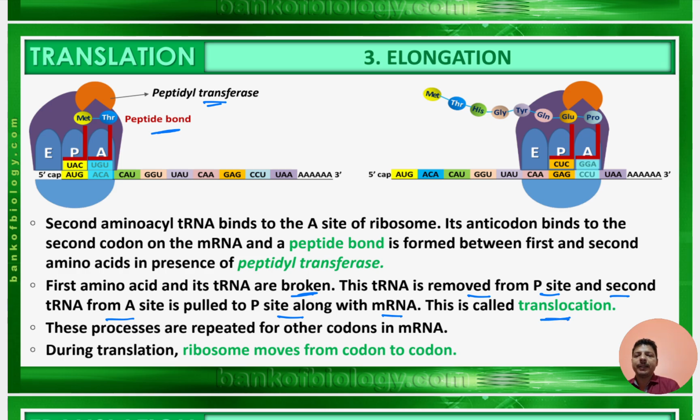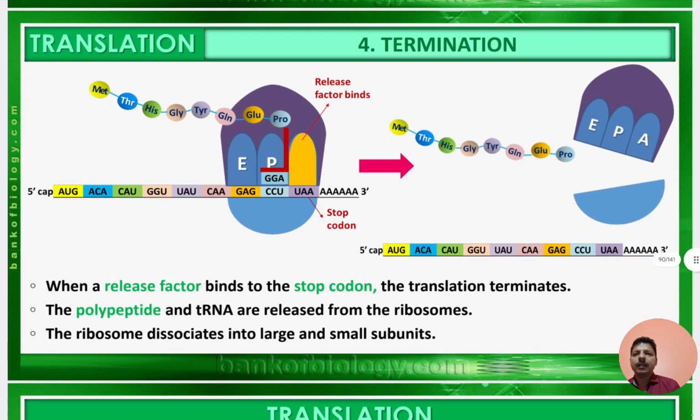This process is repeated for other codons in the mRNA. During translation, ribosomes move from codon to codon. As you can see, the ribosome moves from one codon to another like this. It started, elongated. Then termination. When a releasing factor binds to the stop codon, here you can see the stop codon is there.